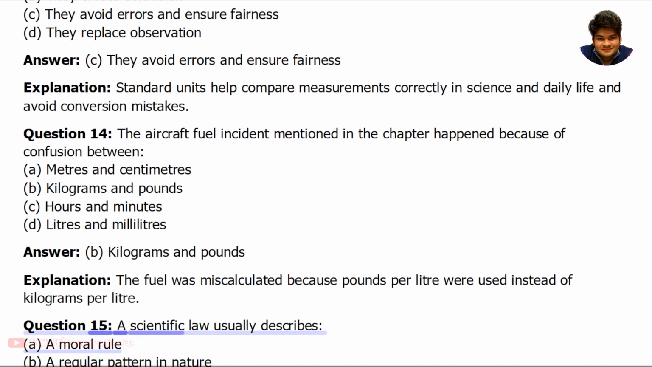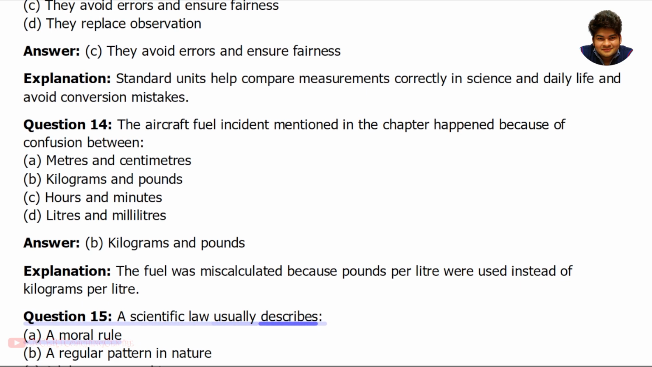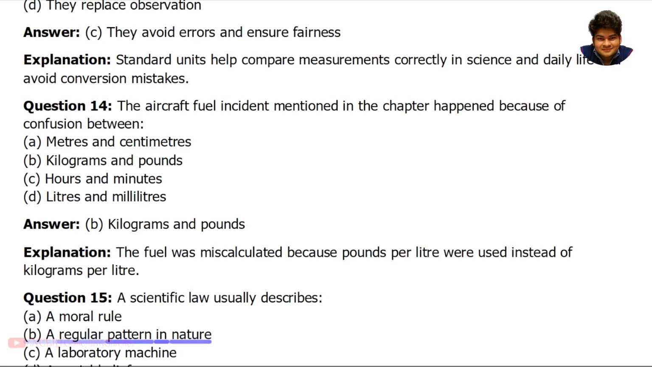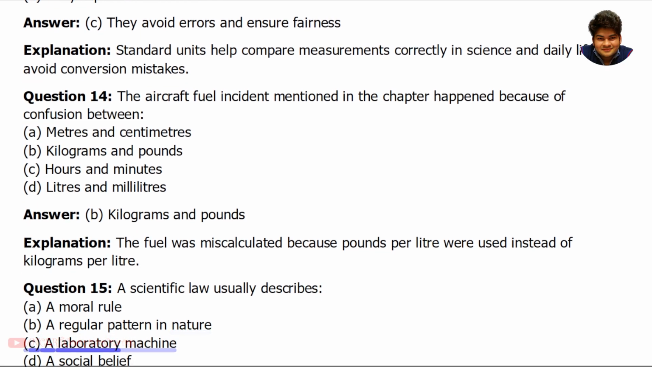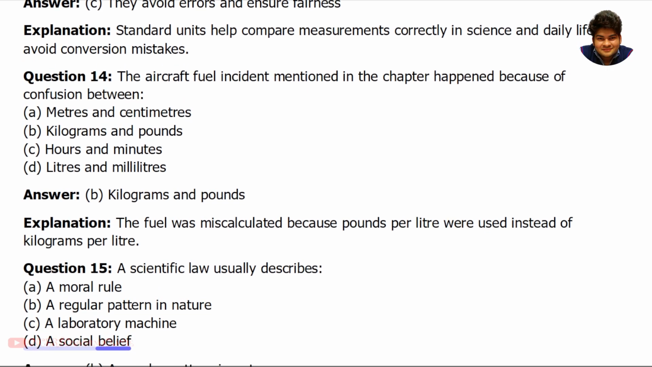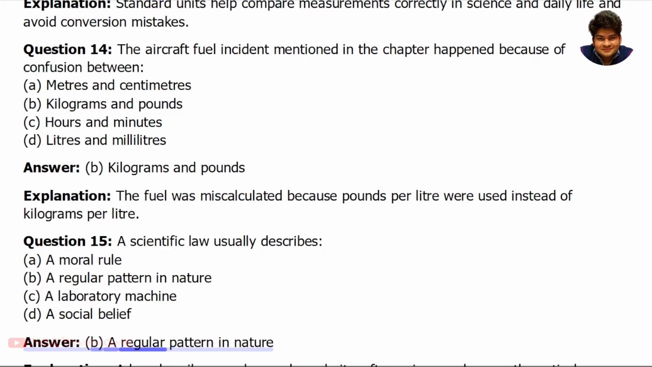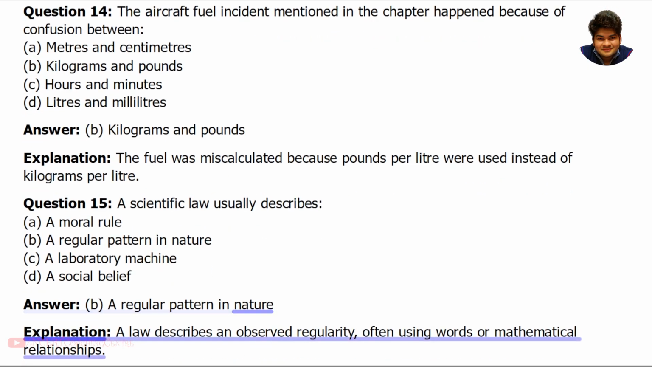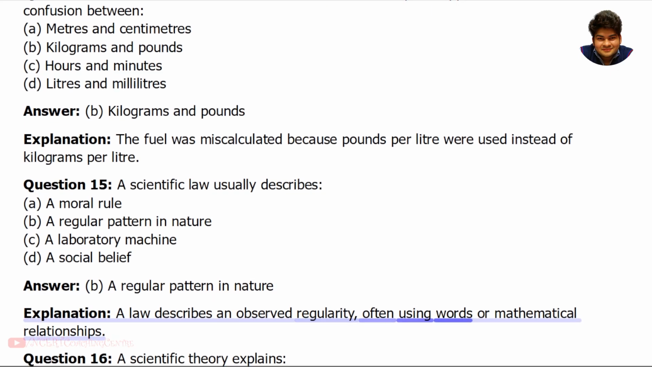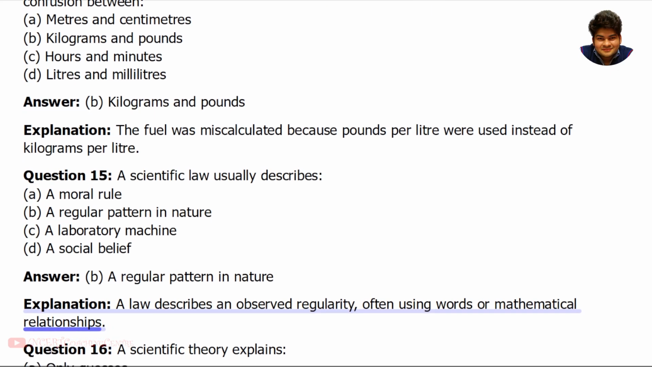Question 15. A scientific law usually describes: A. A moral rule. B. A regular pattern in nature. C. A laboratory machine. D. A social belief. Answer: B. A regular pattern in nature. Explanation: a law describes an observed regularity, often using words or mathematical relationships.